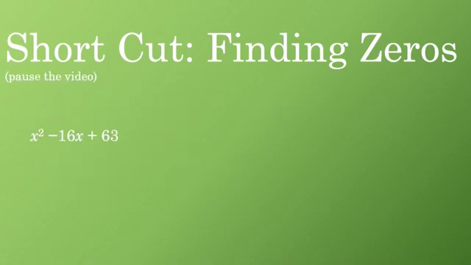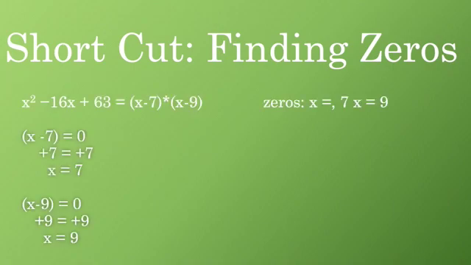Now try your hand at it. Simply factor the expression, set each binomial factor equal to 0, and solve. Pause the video and give it a shot. Right, so the zeros for the expression x squared minus 16x plus 63 are 7 and 9. Easy, right?